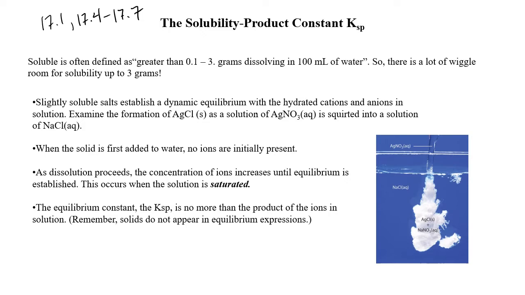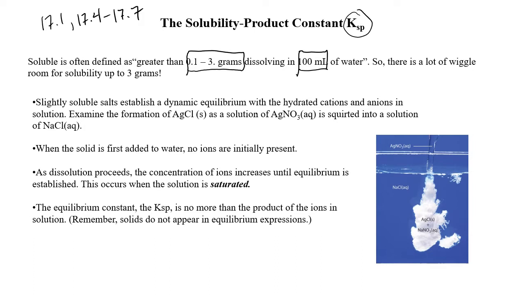All right, so this is no different than any other equilibrium problems, except we're dealing with slightly soluble salts in this section, and instead of Kc or Kp or Keq or Ka or Kb, we're dealing with Ksp. It stands for solubility product constant. So, solubility is defined in terms of grams per 100 milliliters of water that dissolve.